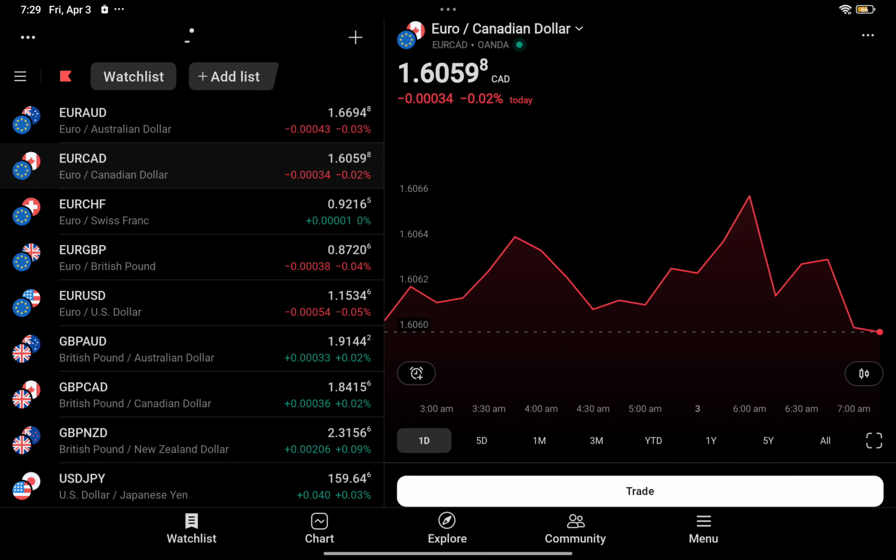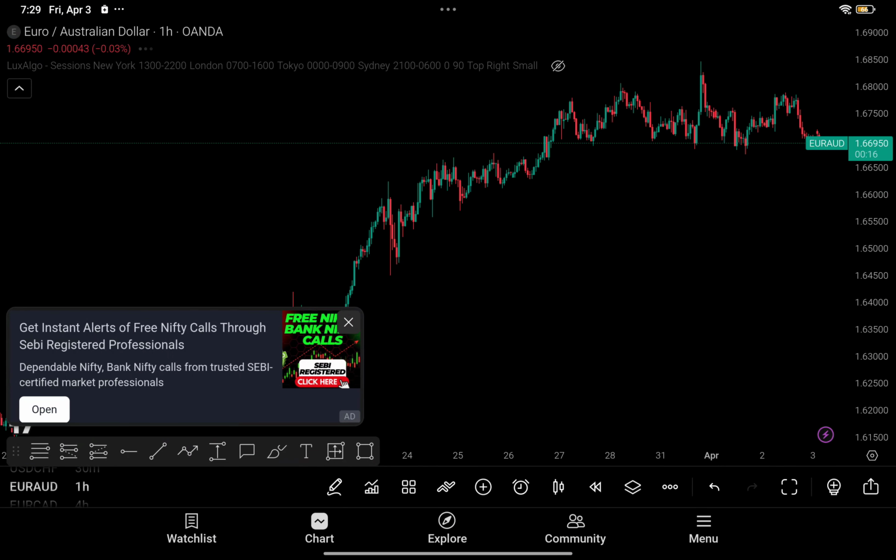So let's break it down. Euro AUD. Alright, let's look at the bigger picture from the daily time frame. So as we can see here, let's just remove all of this. These are a bit distracting, right?